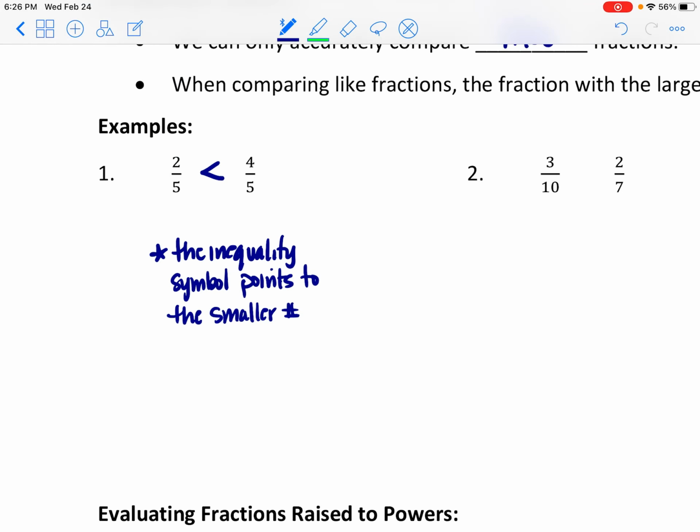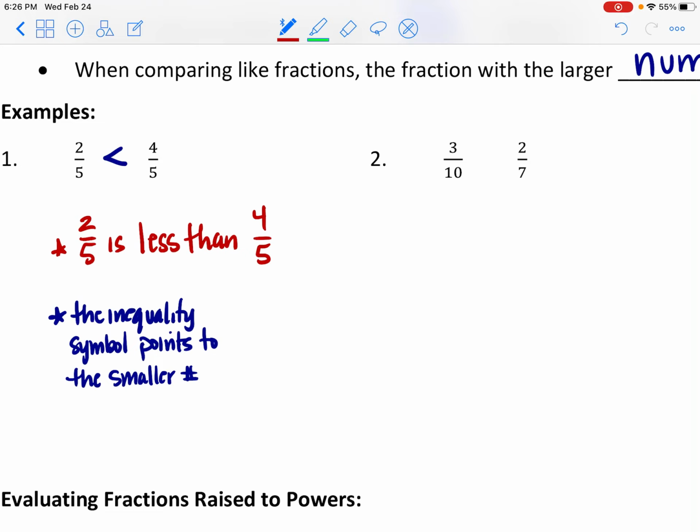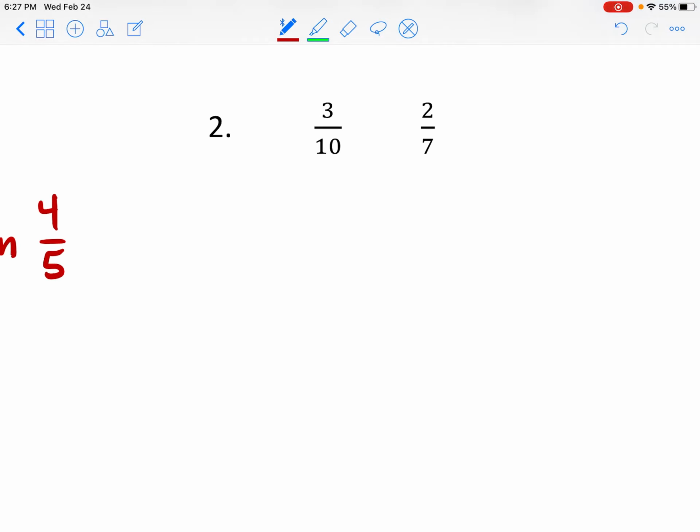Now, looking at the second example, let me go back here. We're saying here that 2/5 is less than, that's that symbol, 4/5. Now, if we're looking at the next example, 3/10 and 2/7, it's hard to compare those two because they're parts of different fractions. We want to be able to compare them as like fractions, which means we're going to want to get common denominators before we try to do anything. A common denominator for 10 and for 7 is going to be 70.